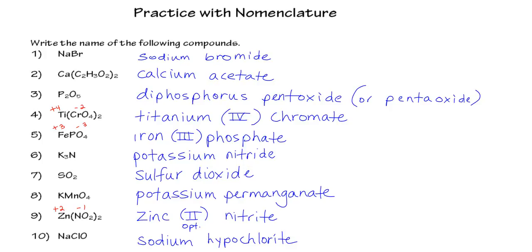Either would be fine. On number 7, we said you do not need mono on the first element, but you would need mono on the second. If I had 1 oxygen, I would have to say sulfur monoxide. In this case, I can leave the mono off the first, and I obviously need dioxide. So take a few minutes, look through these, see if you have any questions or concerns, but they really are just practice.